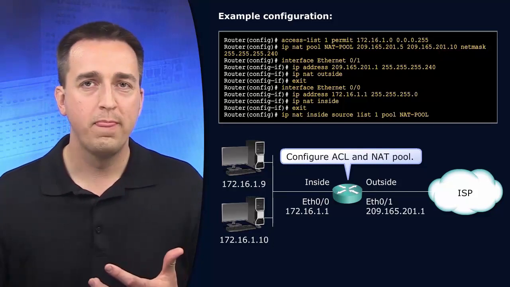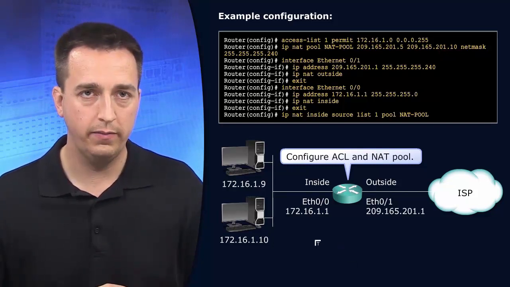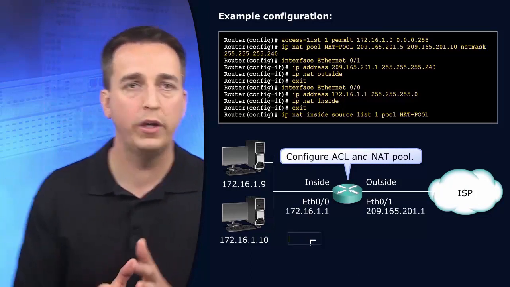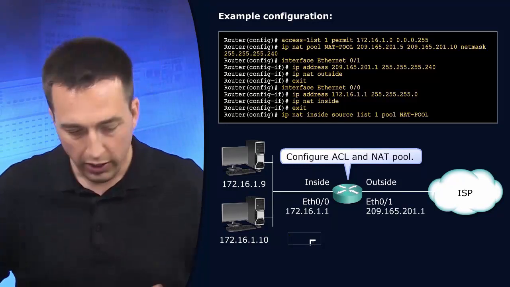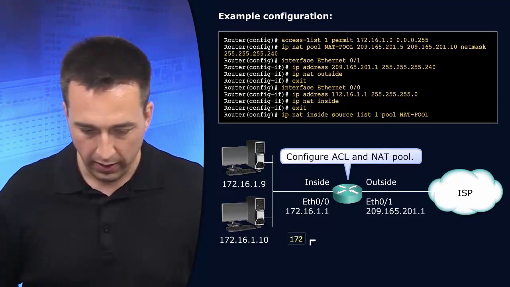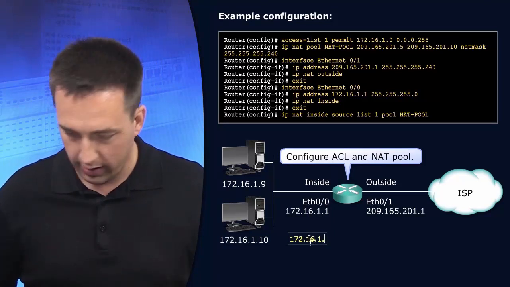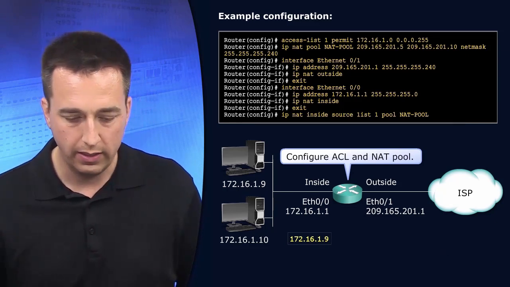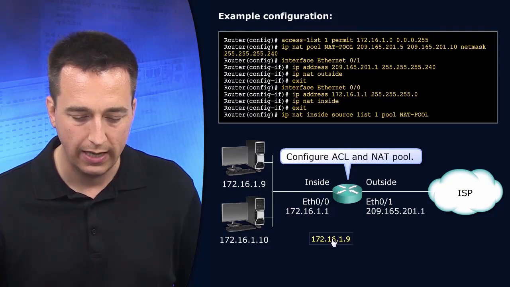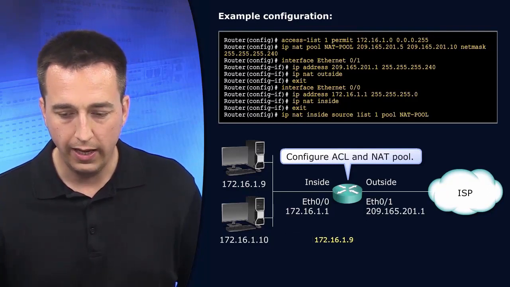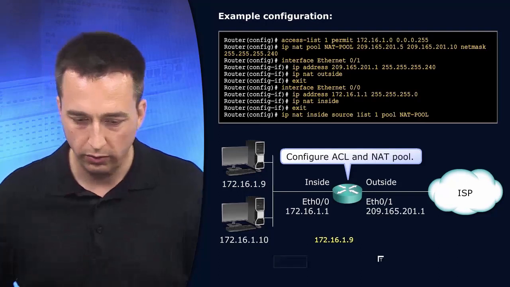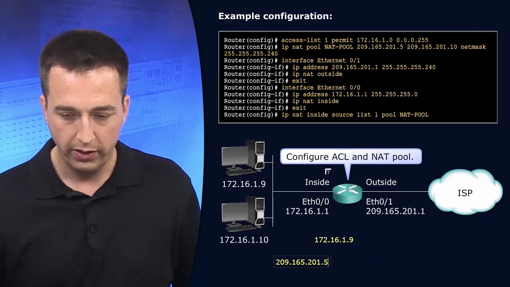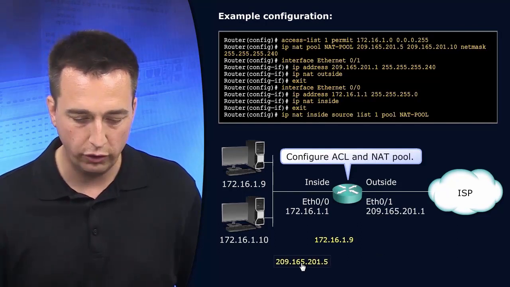What would our NAT table look like? Well, let's look at both these users here in our organization. We have 172.16.1.9 and 172.16.1.10. So in this particular example, let's say 172.16.1.9, that is going to be the what address? That's our inside local address. And it's being translated to, let's pick the first one in the pool, 209.165.201.5. So this is its inside global address.